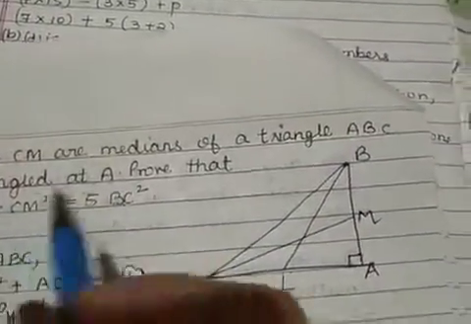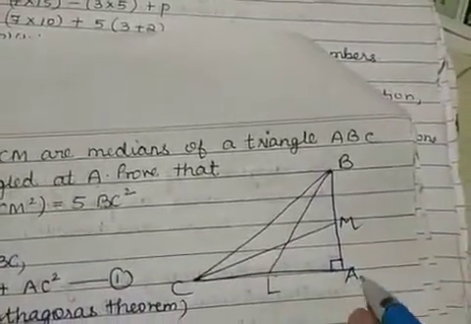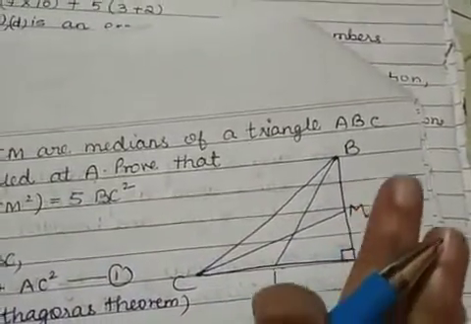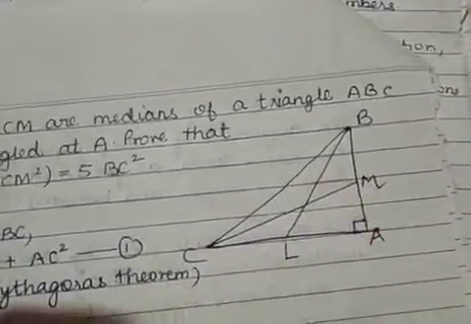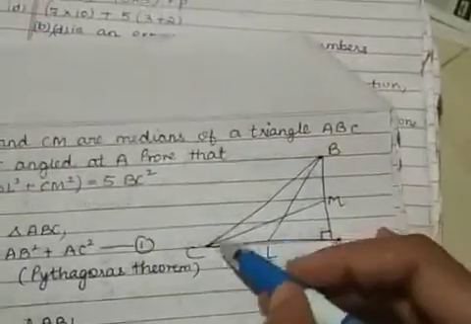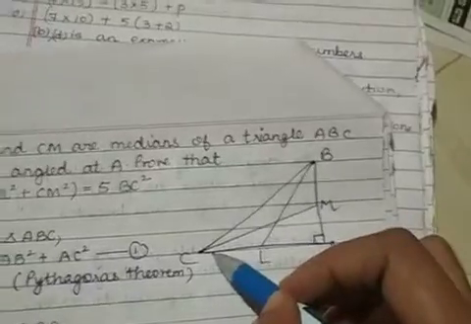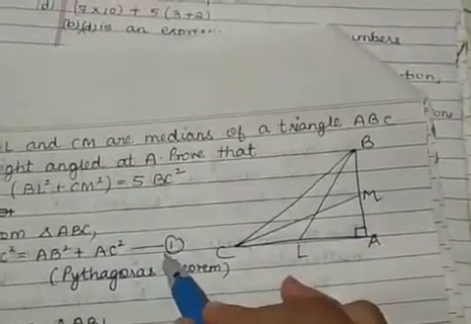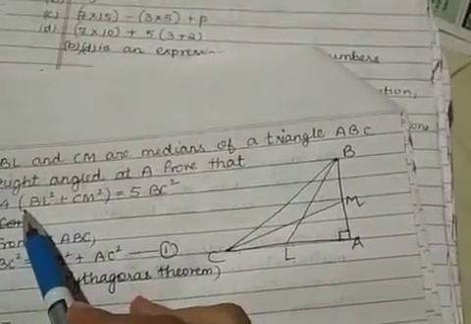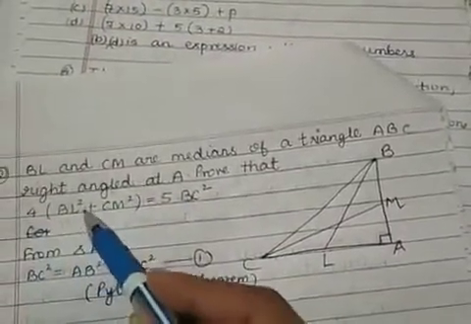Now if you look at the figure carefully, first let us take the big triangle ABC and, using the Pythagoras theorem, see what we get from that. From triangle ABC, what is the hypotenuse here? BC. So BC square is equal to AB square plus AC square. Let us number this equation as 1. Now if you look at the question, you need BL square. This is what you need.